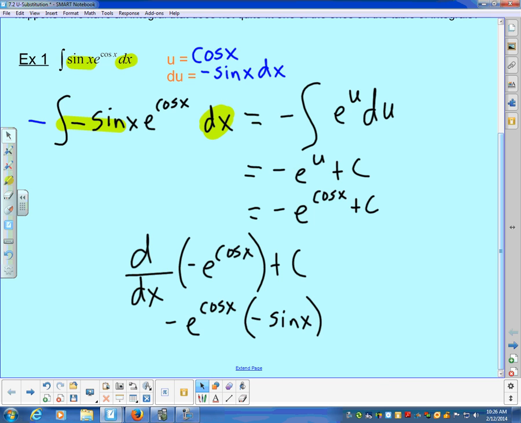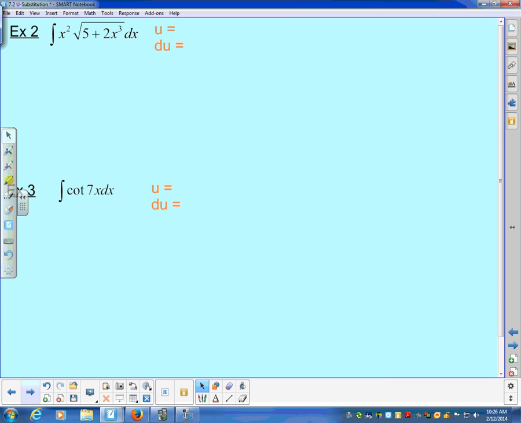All right, example 2. Look at that integrand. Do you have a guess as to what might be u? Yeah, stuff inside the radical. You're right. Stuff inside the radical. Because what's going to happen here? Well, first of all, here's how kind of have an idea here.